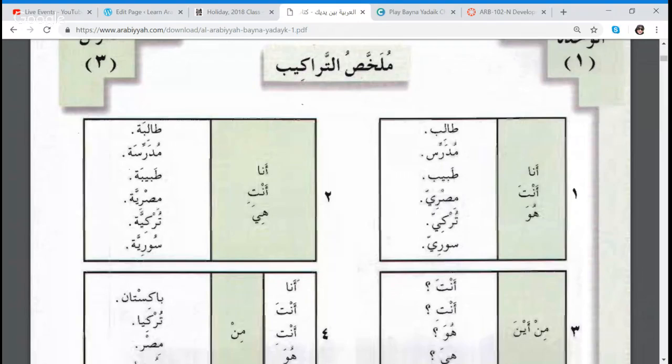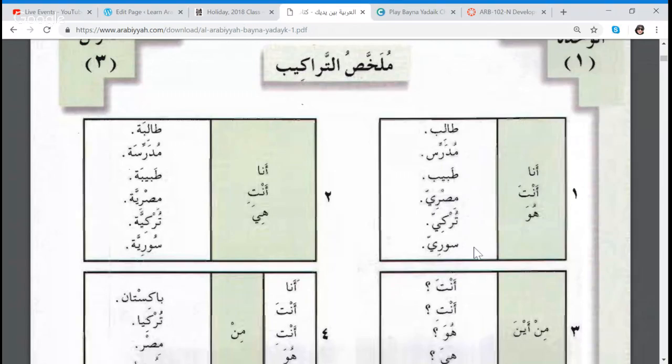Okay. So Ana Talib, I am a student. Ana Mudarrison means what? Oh, I'm a teacher. I was looking at the wrong box. I was looking at two, not one. Now I see your cursor. Okay. Ana Tabibon means? I'm a doctor. Good. Ana Misriyon means? I'm Egyptian. Good. Ana Turkiyon? I am Turkish. And Ana Suriyon? I am Syrian.